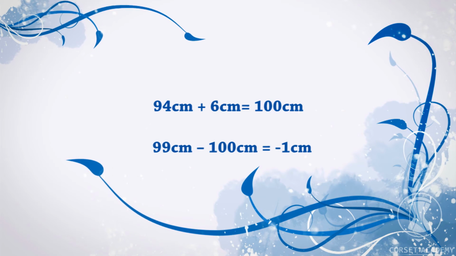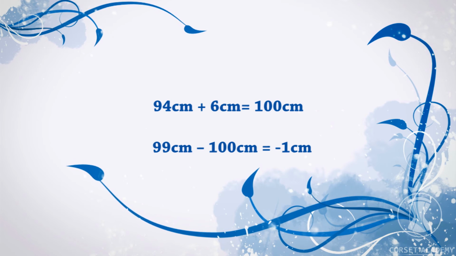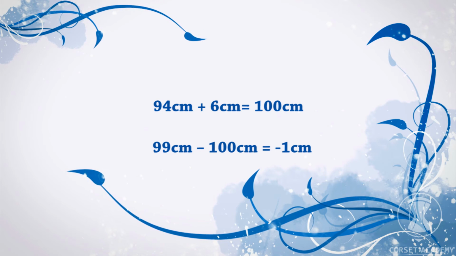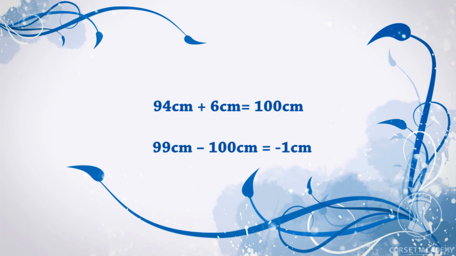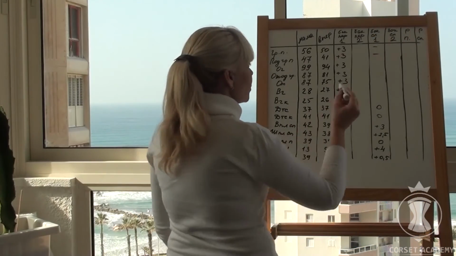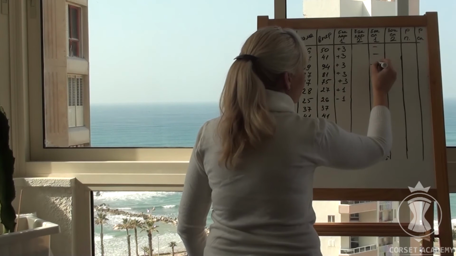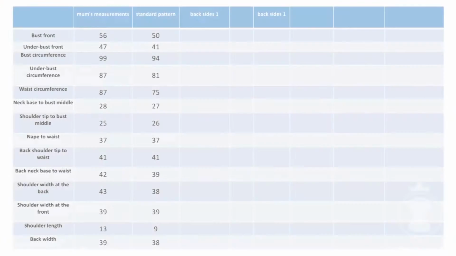99 centimeters minus 100 centimeters equals -1 centimeter. I divide it in half. As a result, I need to remove 0.5 centimeters along the bust line from each side of the back of the dress. I write -0.5 centimeters in the table.